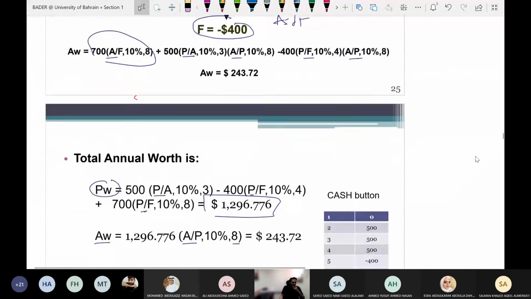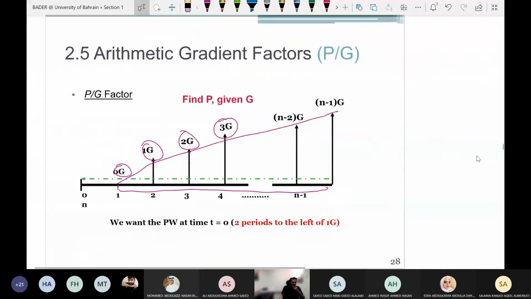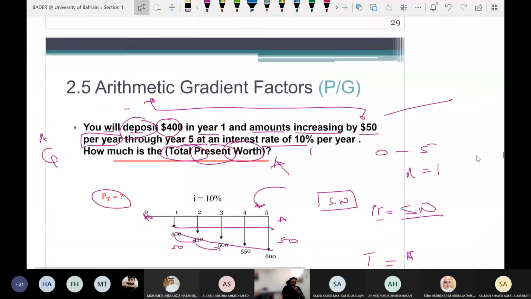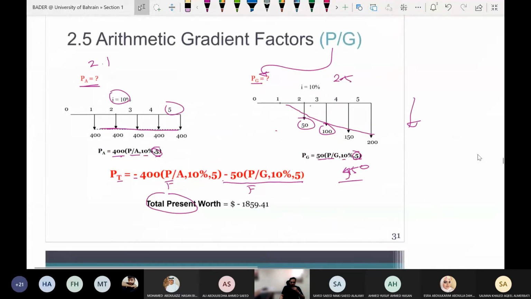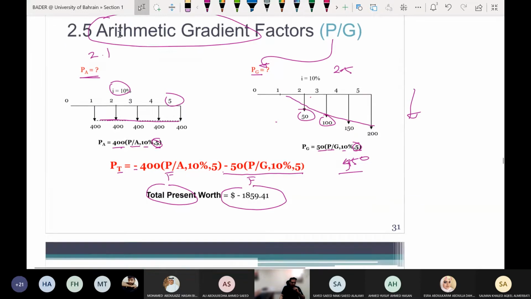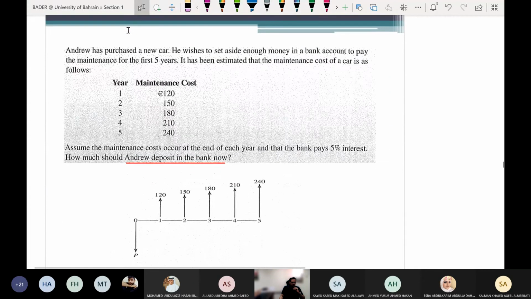Now guys, we identified that the total value of this problem and today's current value represents 1,859. Let's move on and look at a different scenario.